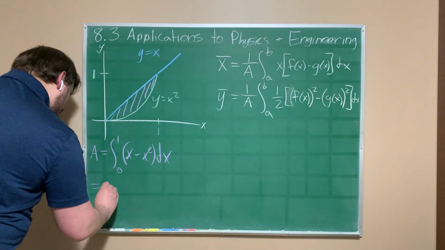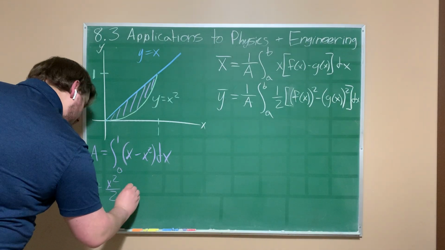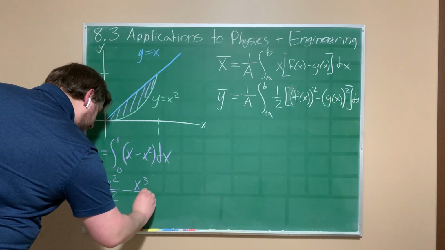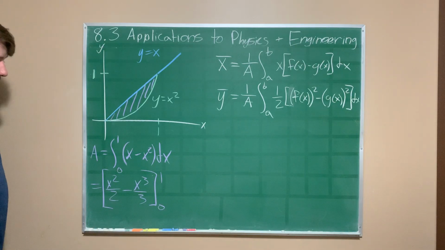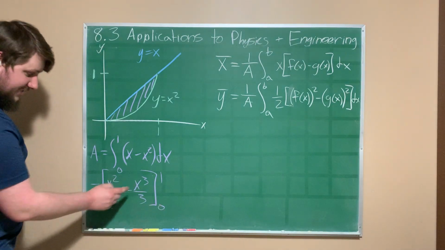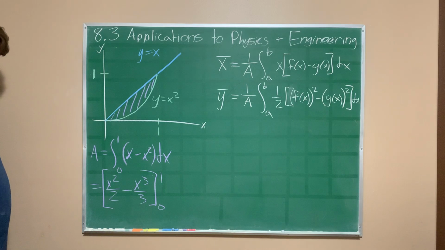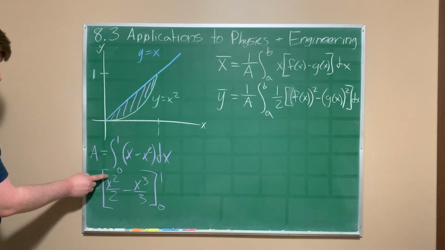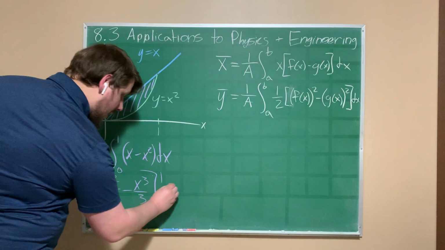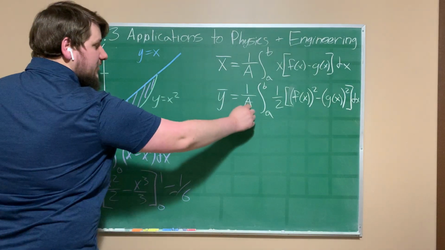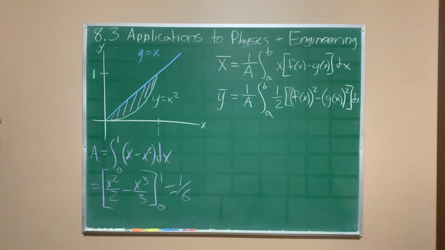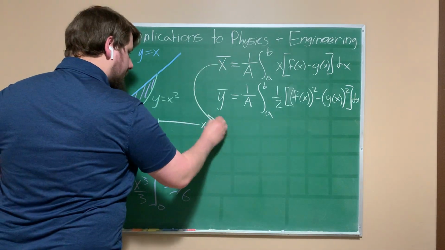Okay, so taking this integral here, we know how to do this. Use the power rule. We're going to have x squared over 2 minus x cubed over 3 evaluated between 0 and 1. If we evaluate at 0, we're going to have 0 minus 0 is 0, so that one doesn't contribute. If we evaluate at 1, we're going to have 1/2 minus 1/3, which is equal to 1/6. So the area that's actually going into each of these expressions is going to be 1/6. All right. So now, let's calculate x bar first.